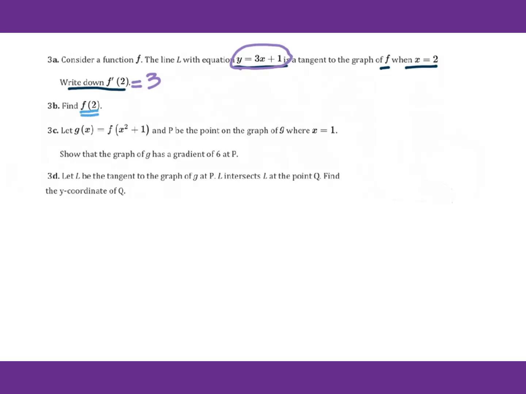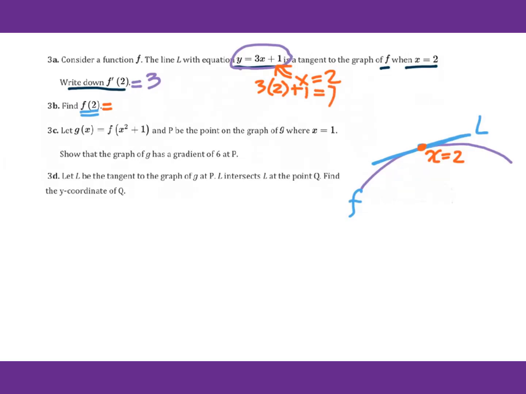How do you get f of 2? Suppose this is the f function, and this line is 3x plus 1. This is L. If x equals 2, then this intersection will be the point on the graph of f. In other words, when I plug x equals 2 into this linear function, which is a tangent line, you will get the y coordinate, which means f of 2. So 3 times 2 plus 1, you will get 7.